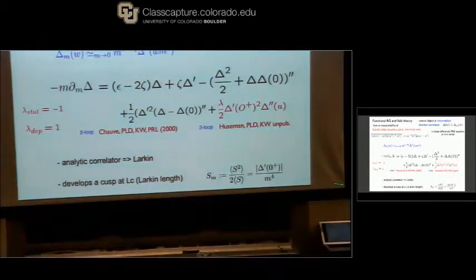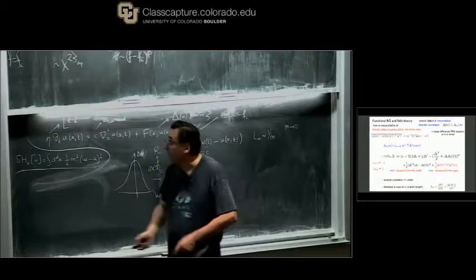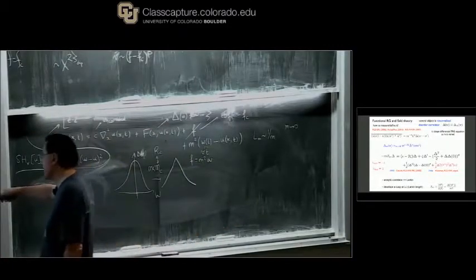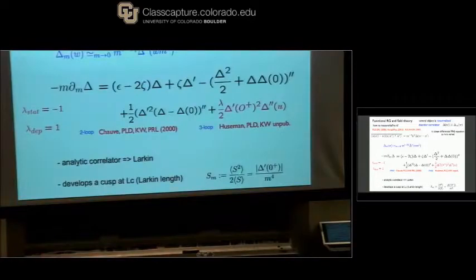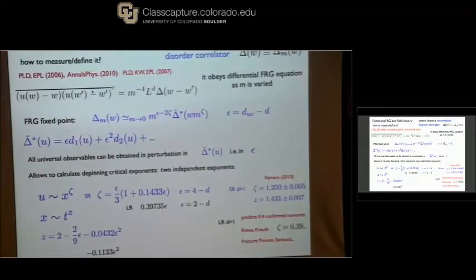And the cusp, which is the derivative here, of the function, so I'm plotting delta of u here, or delta of w, I don't know how to call it. This cusp, actually, as we showed, is exactly related to the second moment of the avalanche size distribution. So this is an exact relation with the definition that I gave you of the renormalized disorder. So you can study this equation, and you find that there are fixed points which are non-analytic, so which have this cusp. You can calculate this fixed point order by order in this expansion in epsilon.